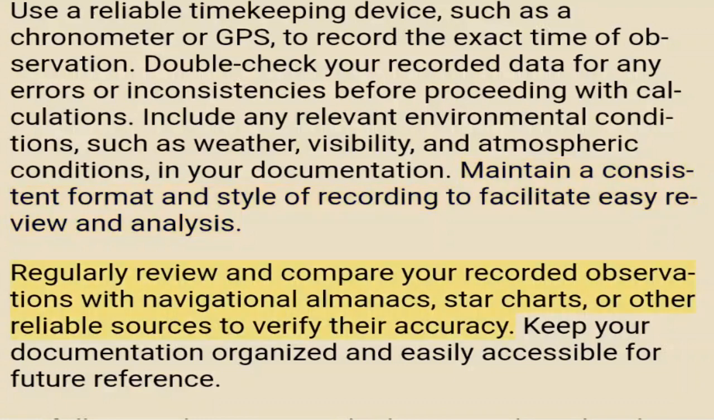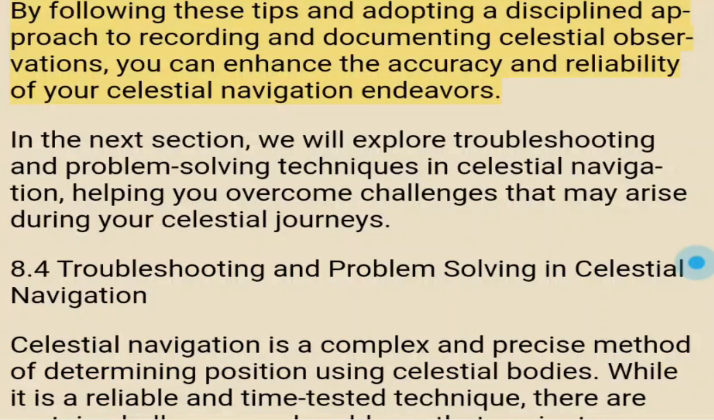Regularly review and compare your recorded observations with navigational almanacs, star charts, or other reliable sources to verify their accuracy. Keep your documentation organized and easily accessible for future reference. By following these tips and adopting a disciplined approach to recording and documenting celestial observations, you can enhance the accuracy and reliability of your celestial navigation endeavors. In the next section, we will explore troubleshooting and problem-solving techniques in celestial navigation, helping you overcome challenges that may arise during your celestial journeys.